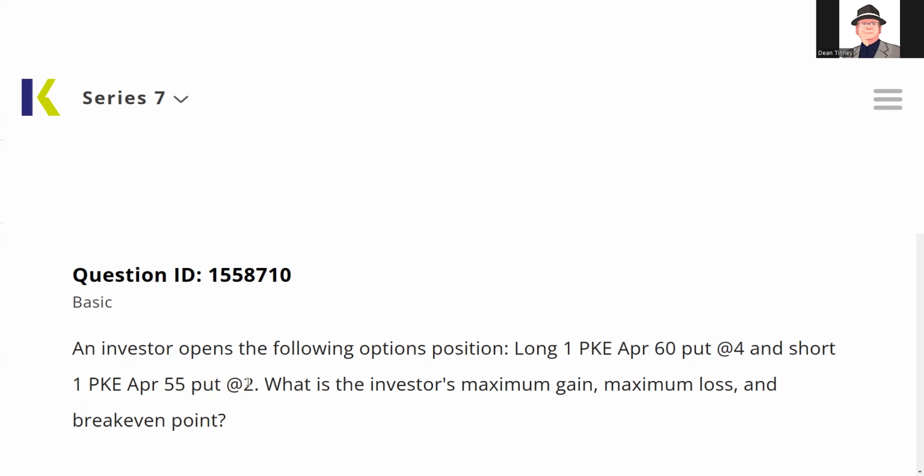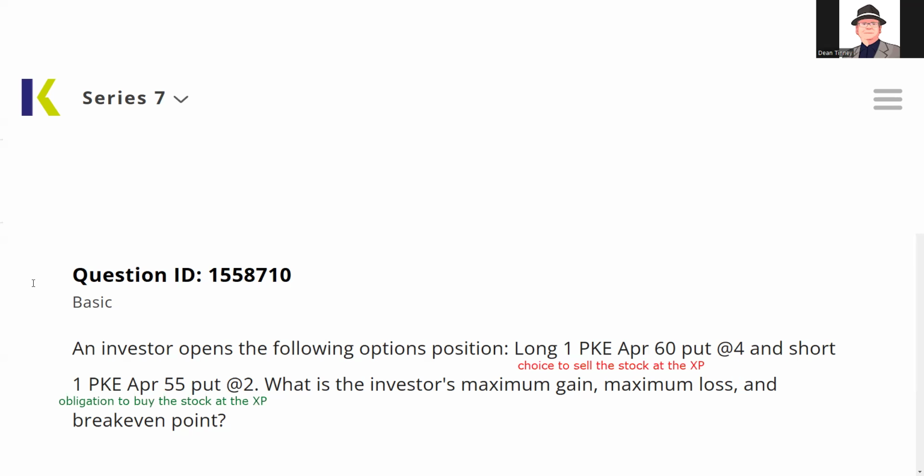What I hope you can do as a test taker is not struggle with contract specifications. What I mean by that is you look at that long 60 put at 4, and you know that is a choice to sell the stock at the strike price. XP just means strike price, at 60. You look at the short put, you know that's an obligation to buy the stock at the strike price. If you can get contract specifications down, you can track money in and out of the account, you're going to be in pretty good shape.